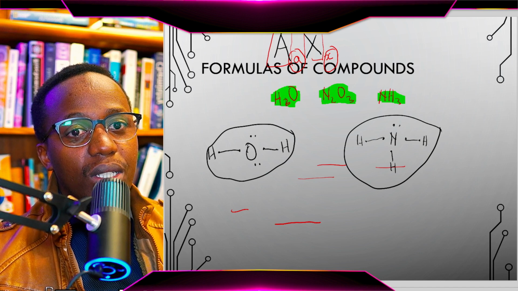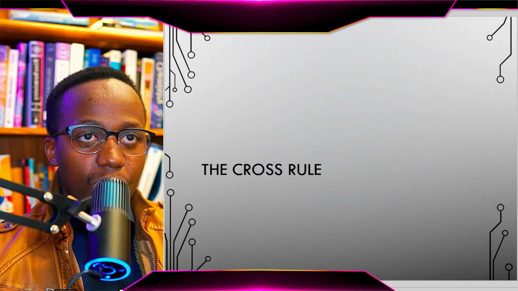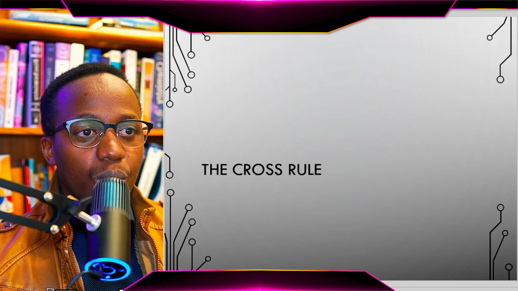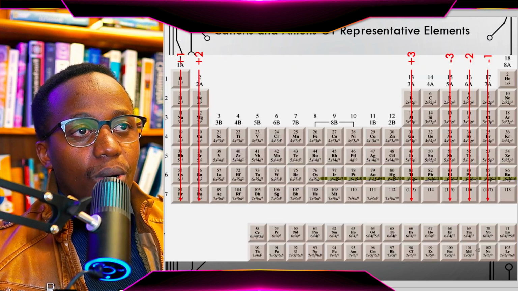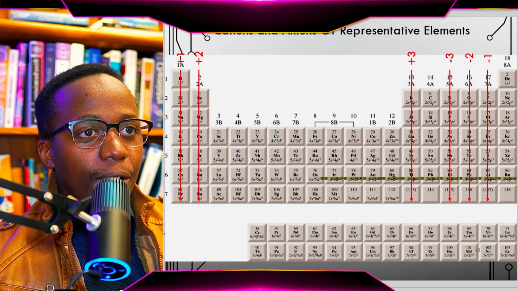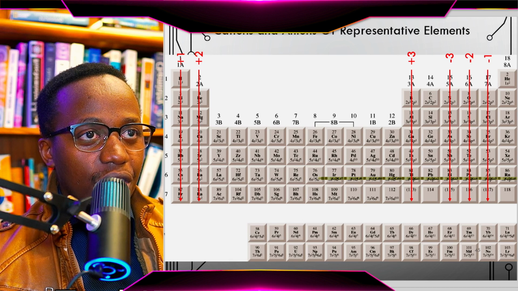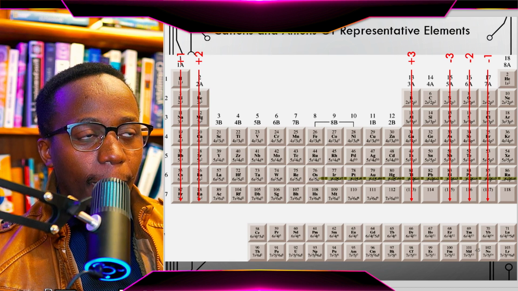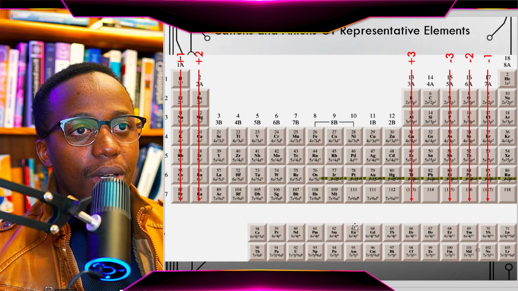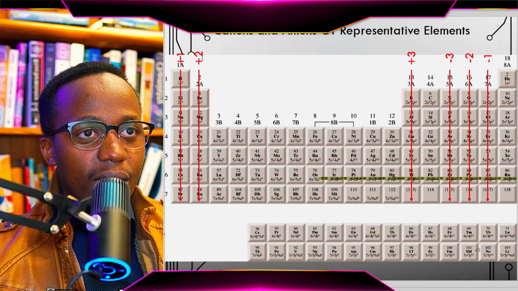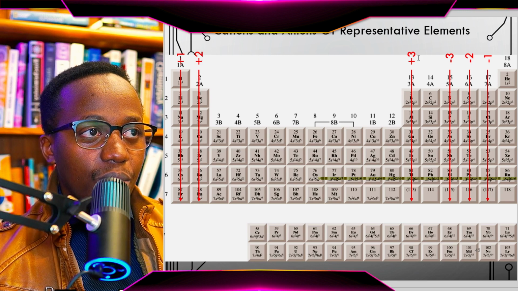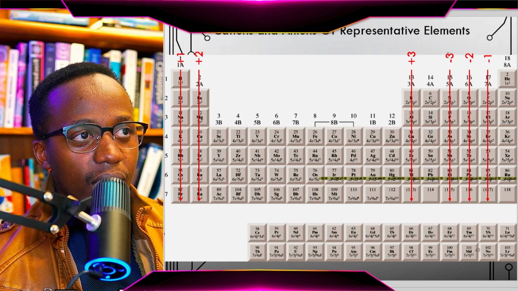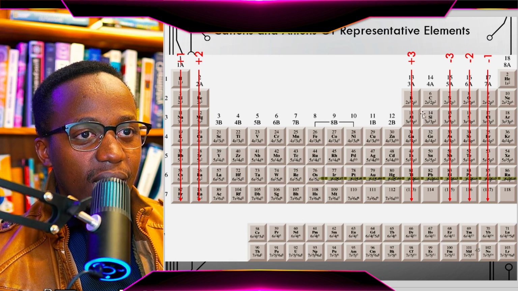So we're going to follow a different rule. And this is what I call a cross rule. And let me give you an idea of where the cross rule comes from. So going back to this, we really need to know the charges for each element. After we know the charges, so remember, the first one has +1, the second one has +2, the third one has +3, and then this fourth one can be plus or -4. Then you have -3, -2, -1. We really need to know this.